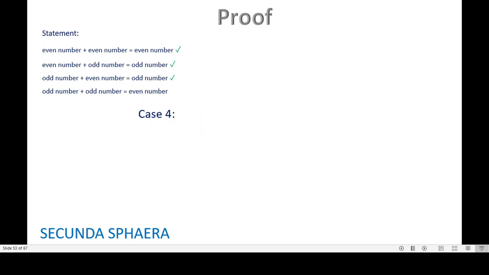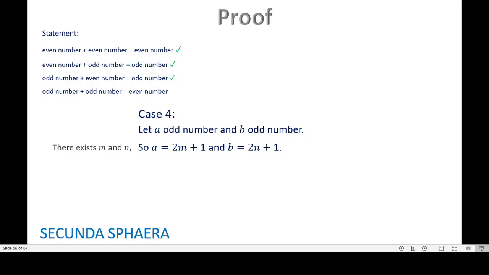And now let's go for case number 4. This case is about an odd number plus an odd number. So let A be an odd number and let B be an odd number. And we have A equals 2m plus 1 and B equals 2n plus 1. Details about m and n. So A plus B equals 2m plus 1 plus 2n plus 1. Here I'm going to commute 2n and 1. So we have 2m plus 2n plus 1 plus 1.